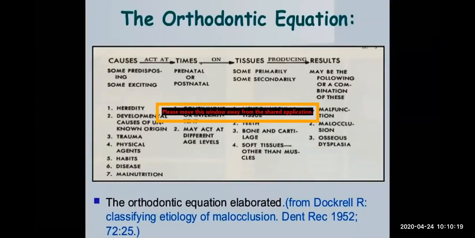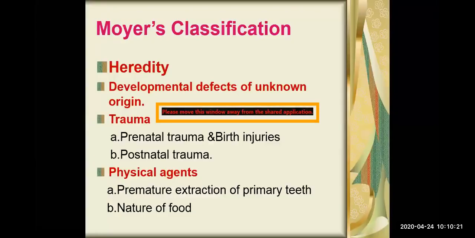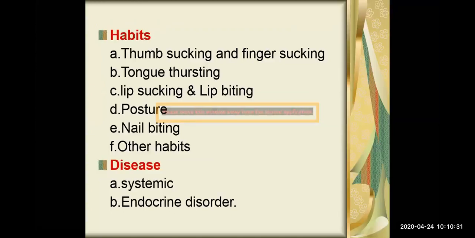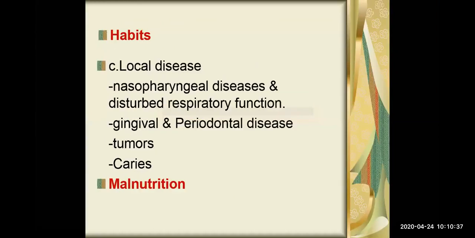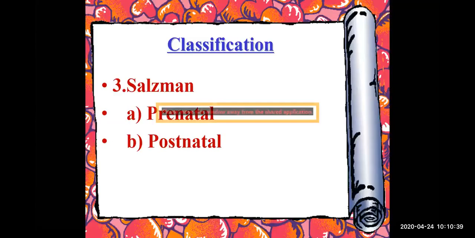So the Moyers classification, you have heredity, developmental defects, trauma, physical agents, habits, and disease, and malnutrition. These are the 7 categories. So we will discuss all the 7 categories in detail. That is the main classification which you see regularly in your final year papers. What you see next is your Graber's.